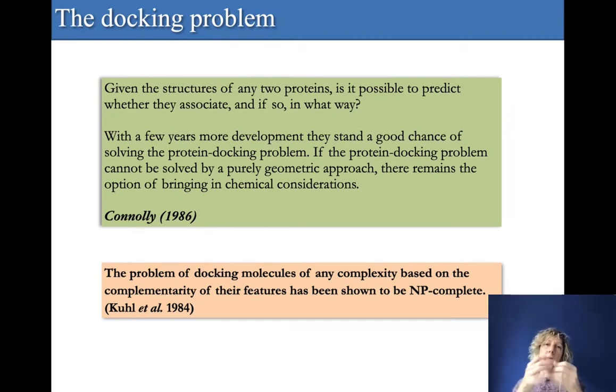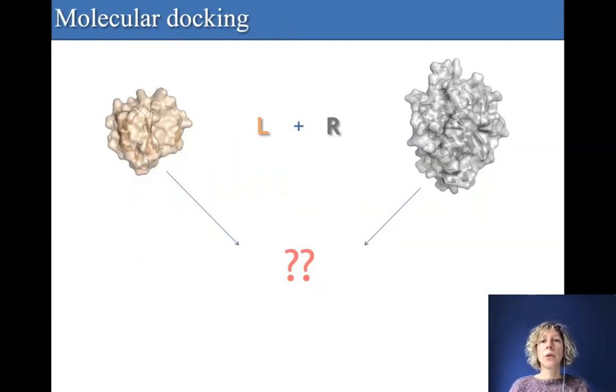So that's a bit of a sub-problem, right? Because asking whether they interact is a very difficult question. So if we think of molecular docking, let's say we have a protein which we call L, because by convention we will define the ligand, and R, the other one, which will be the receptor. Those are really conventional names. They don't reflect function. And we want to know how they associate.